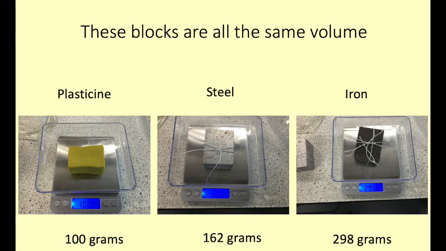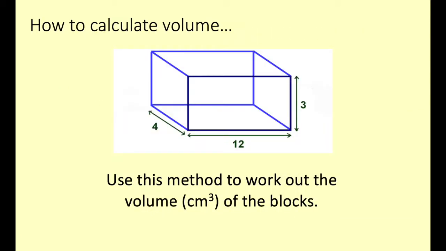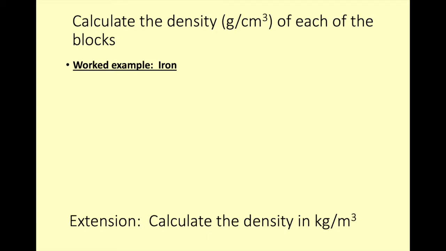So we've got 3 blocks here which are all of the same volume. However, as you can see, they all have a different mass: the plasticine 100 grams, steel 162 grams and iron 298 grams. Our first step is going to be calculating our volume. On this slide we've been given our base, our width and our height, so 12, 4 and 3. We can use those in order to calculate our volume in centimetres cubed. And then I'd like us to calculate the density of each of those blocks.